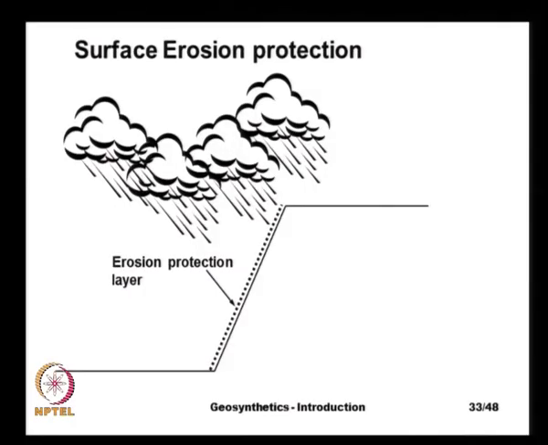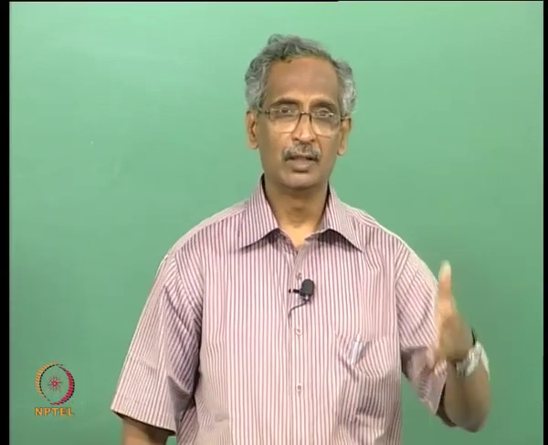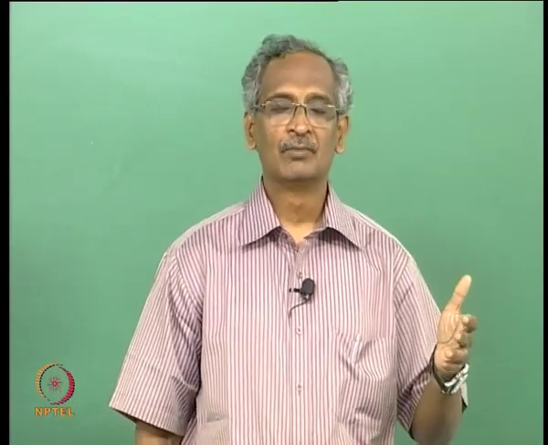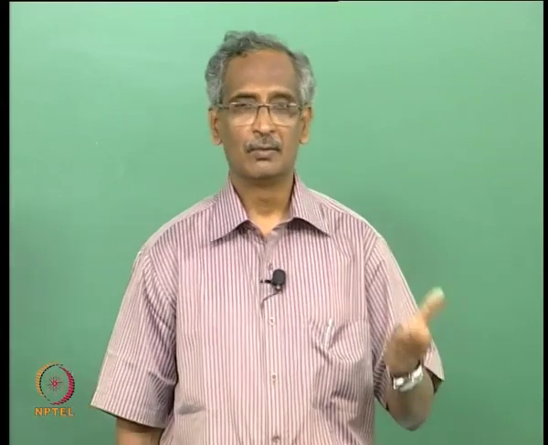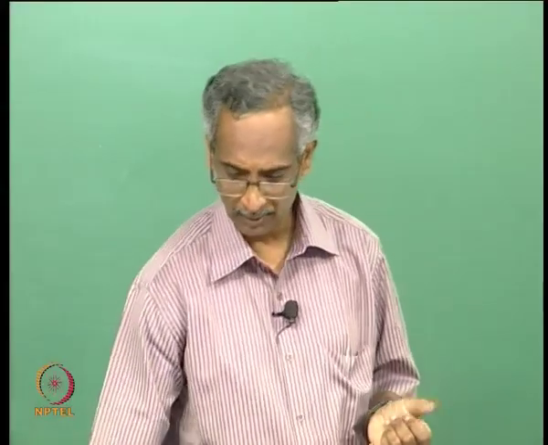And surface erosion protection is illustrated here. Wherever we have a slope, when there is a rainfall, the surface soil starts getting eroded, and we can prevent that erosion by slowing down the water and by reinforcing the soil by using some surface erosion protection mats.